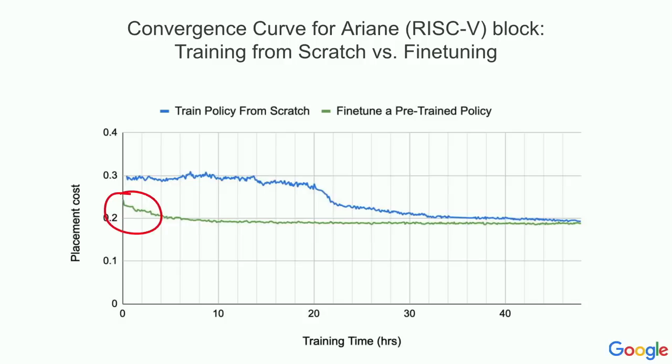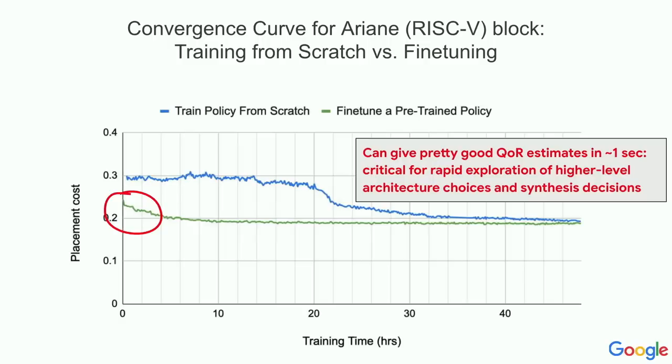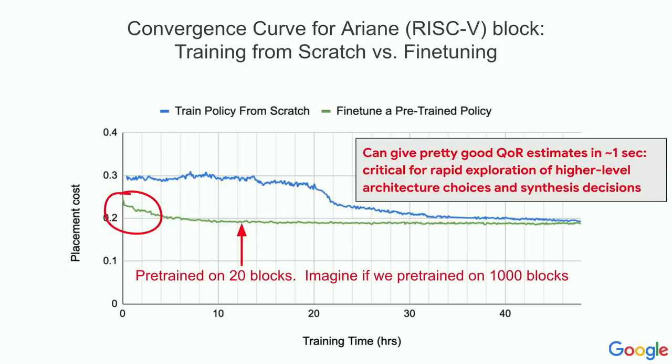But more importantly, in 1 second, it can give you a pretty decent estimate of the placement cost of this particular way of placing things. And so by having that feedback in 1 second instead of 12 hours, that should enable a lot more decision making at the higher level and iteration of choices at the high level with a good sense of what the implications are for that lower level choice. And this green line was pre-trained on 20 blocks before trying to place this particular block. Imagine if it was pre-trained on a lot more. It would have an even better estimate right off the bat.